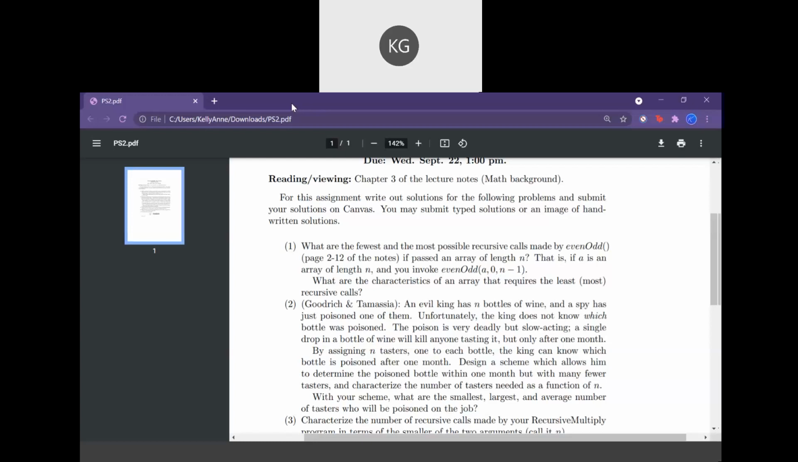what are the fewest and the most possible recursive calls made by even odd if passed an array of length n? That is, if A is an array of length n, and you invoke even odd A, 0, n minus 1, what are the fewest and most calls? And then the next question is what are the characteristics of an array that requires the least or most recursive calls? So I pulled up the code so that we could look at it.